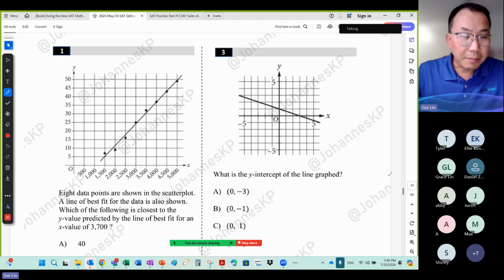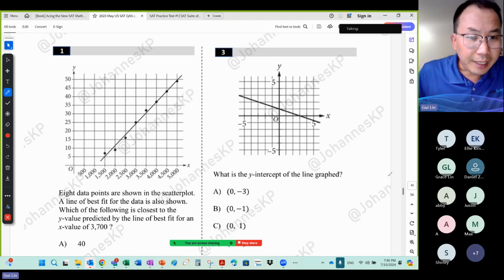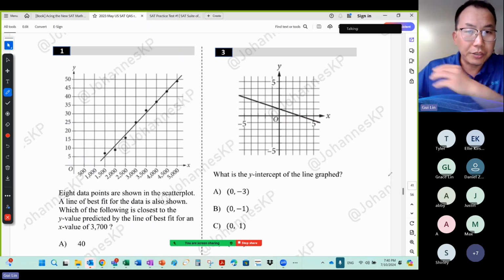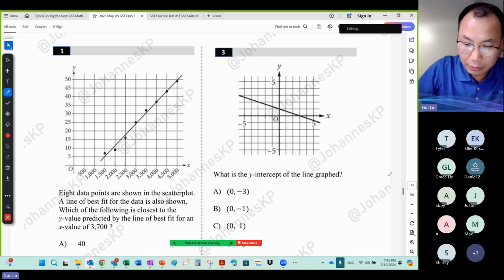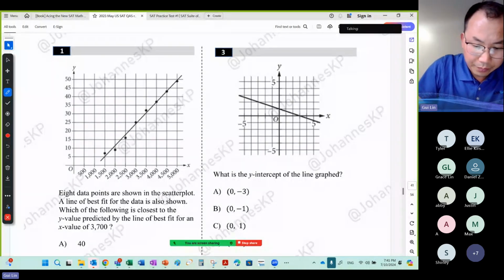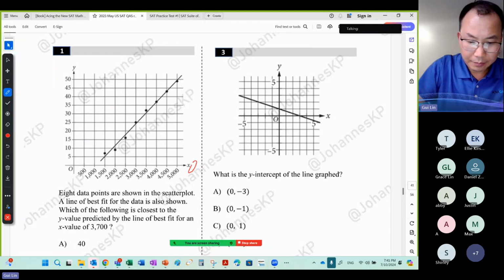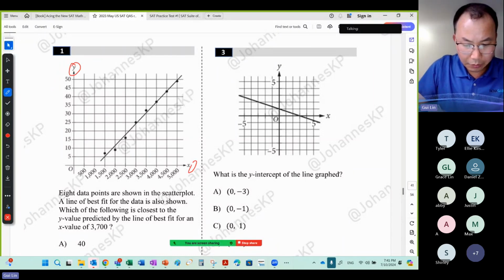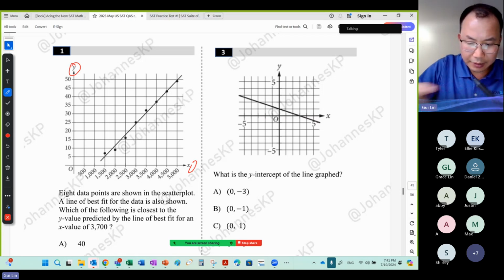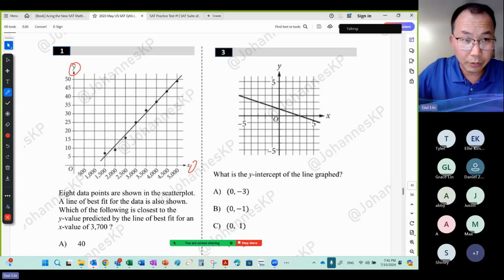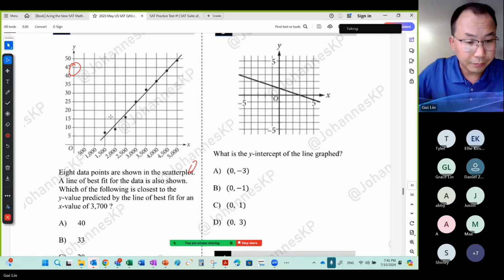All right, let's see number 1. This is a chart kind of question. So quickly check it here. Whenever you do this kind of question, the first thing is to check the X and Y, right? In the data, it looks like 8 dots are shown in the scatter plot. A line of best fit for the data is also shown. Looks like a linear relationship between them, right?